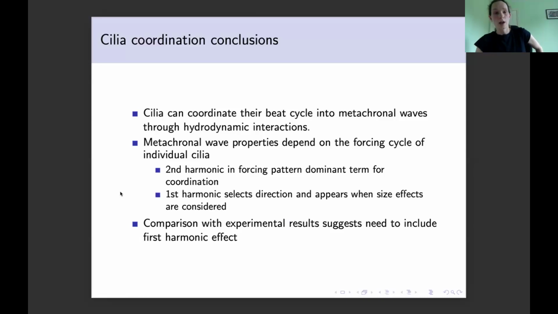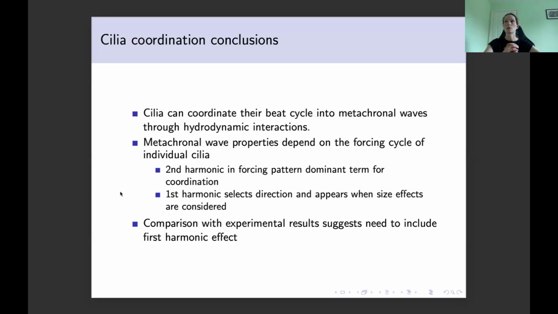So to conclude, what I want to say is that cilia can coordinate their beat cycles into metachronal waves through hydrodynamic interactions. So that was something that had been seen before in simulations. But what we're doing here is we're using an analytical framework to make the connection between the force profile and the geometric parameters and the emergent metachronal wave. And some of the key things we can see through this is that it's the second harmonic that's the dominant term for coordination.